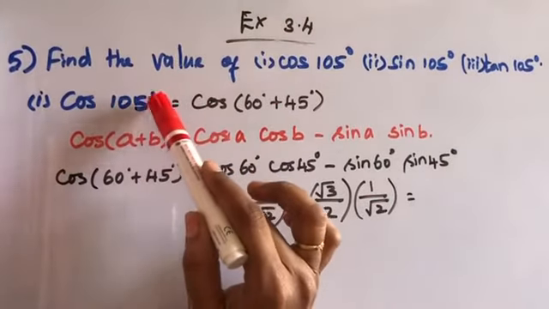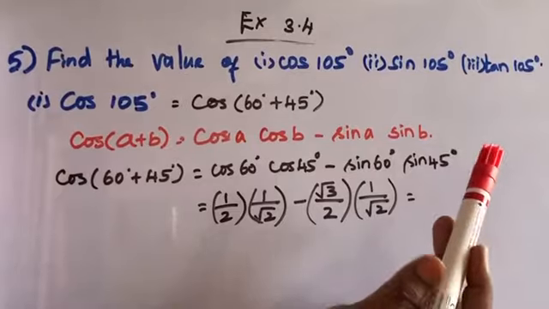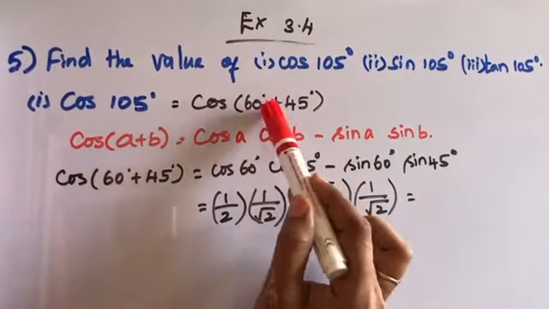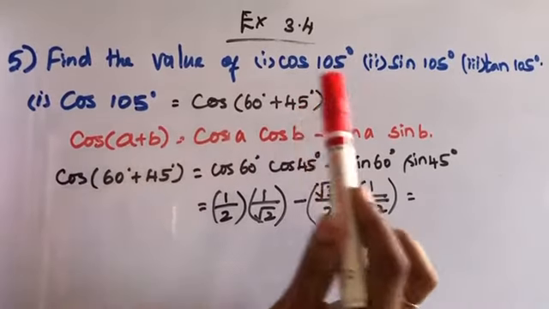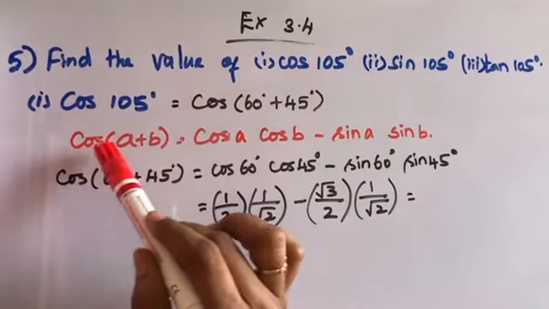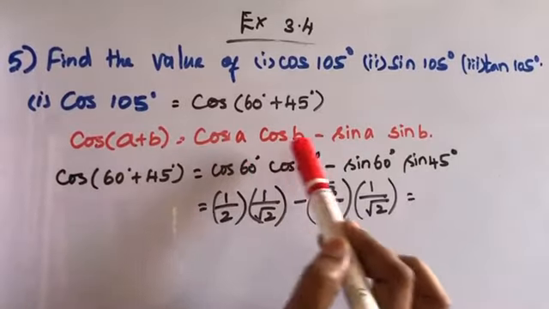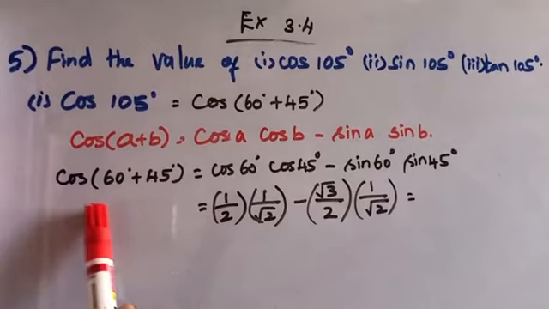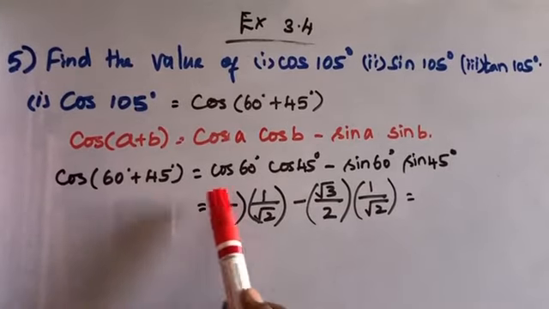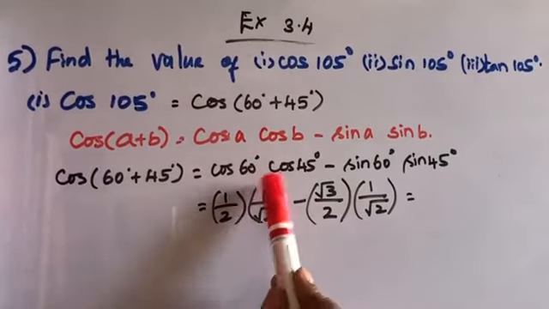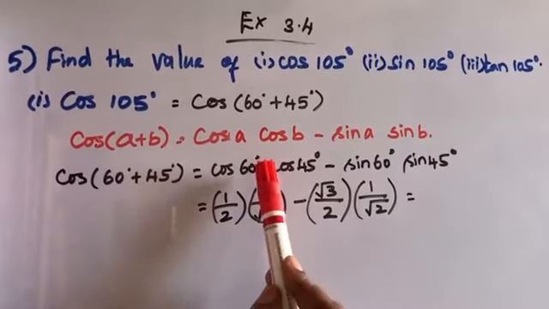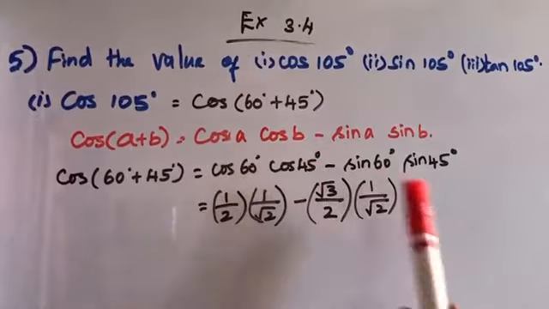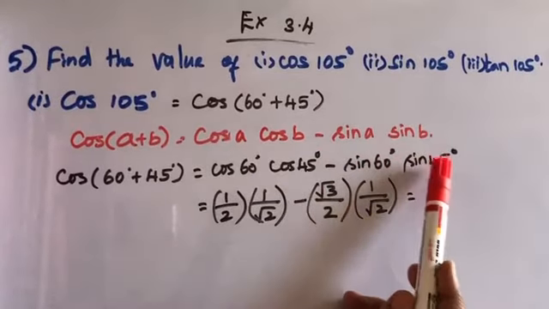So, I split 105 as 60 plus 45. And here it is in the form cos A plus B. So, I am going to apply that formula here. cos A plus B is equal to cos A cos B minus sin A sin B. So, cos 60 plus 45 is equal to cos 60 cos 45. In the place of A we have 60, in the place of B we have 45. So, cos 60 cos 45 minus sin 60 sin 45.